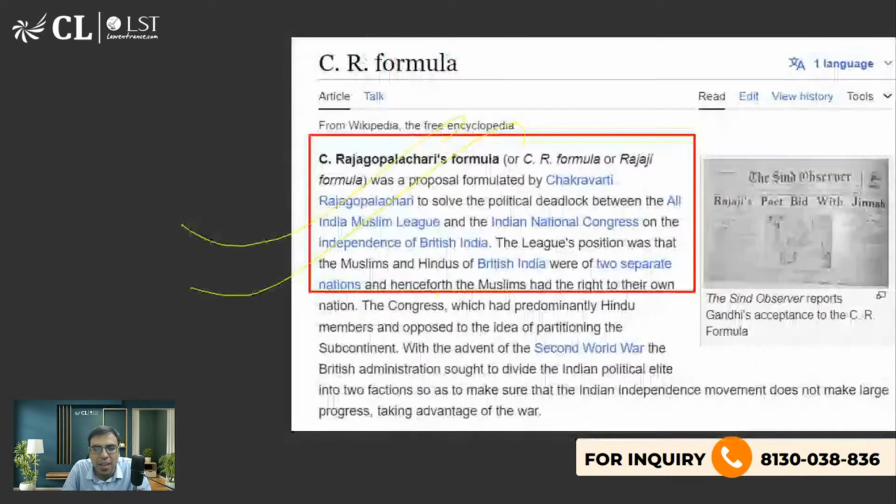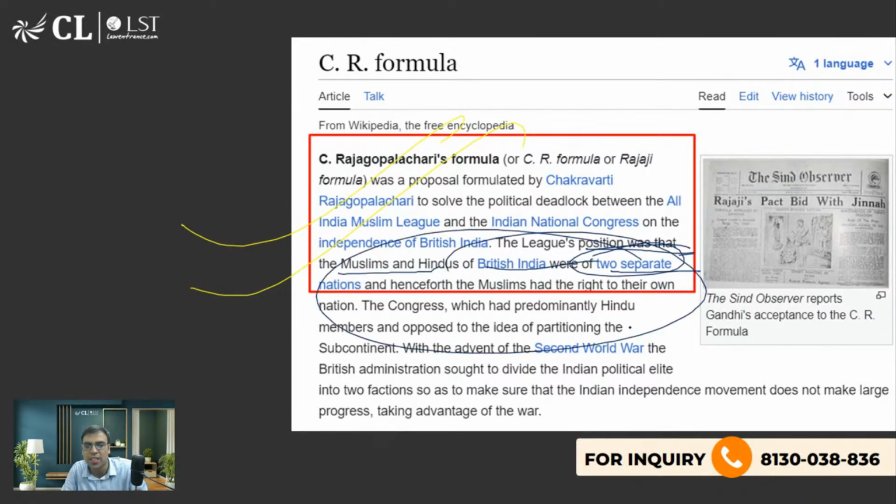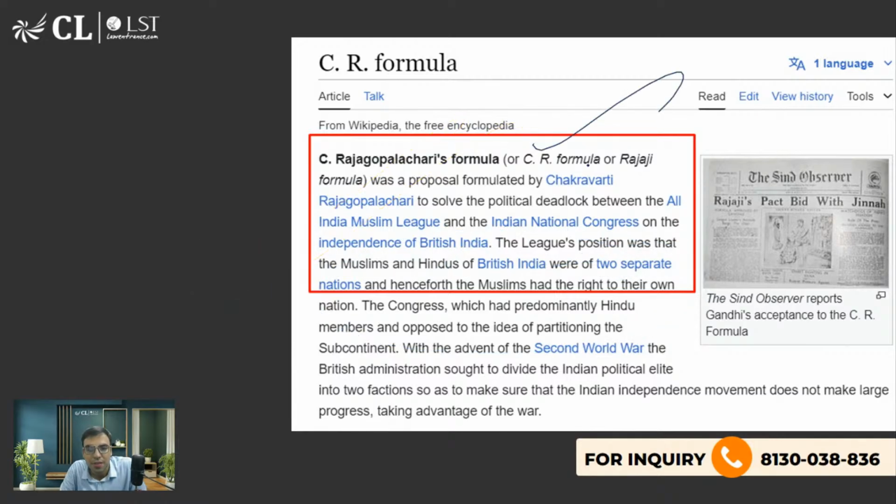The next is whom देखो यहाँ लिखा हुआ भी, हाँ देखो. So the Muslim League position was that Muslim and Hindu of British India were two separate nations and therefore cannot stay together. So that was to solve the political deadlock between All India Muslim League and Congress.